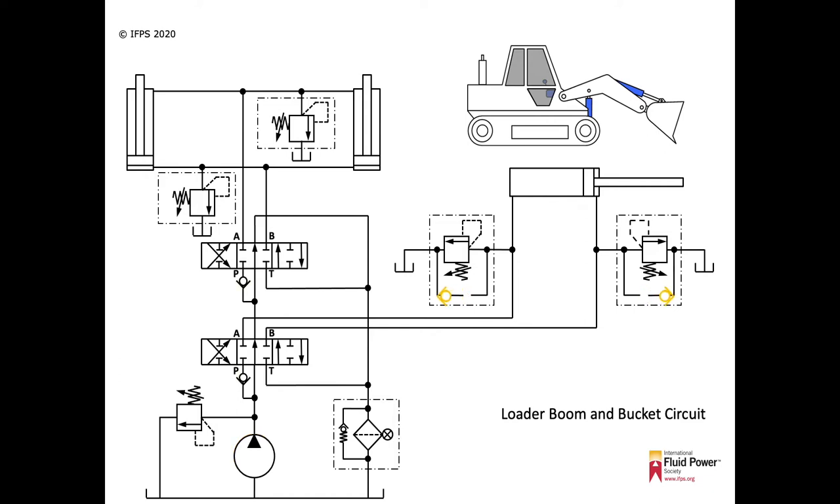The bucket cylinder is also equipped with anti-cavitation check valves plumbed in around the circuit work port reliefs. The typical operation sequence of this circuit is that the bucket cylinder is retracted to secure the load in the bucket. Let's watch the circuit as it is set in motion.